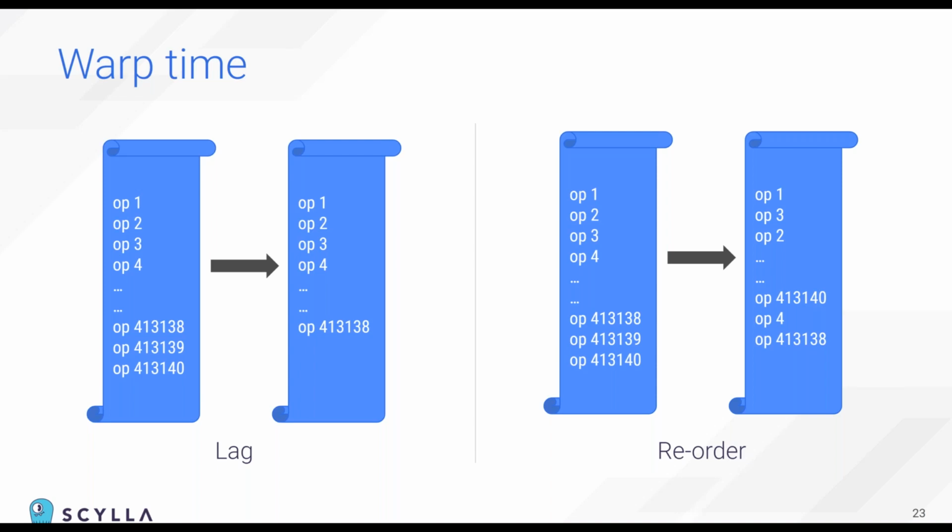The other thing we can do is reorder. If we have a log of operations, we can allow the operations, when they replicate to other servers, to replicate out of order. And this has a lot of benefits because if we don't care about the order, we can parallelize as much as we want.